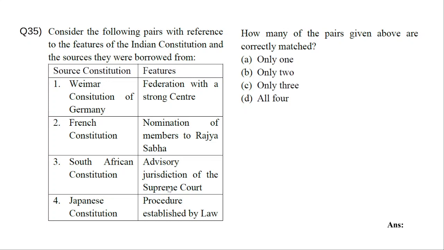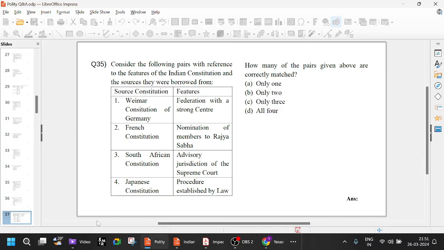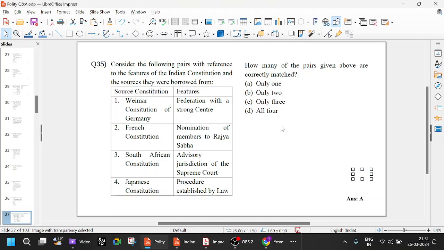This is Canada. Advisory jurisdiction is Canada, and the Japanese one, procedure established by law, is very important. Only one point we have taken from the Japanese constitution, that is procedure established by law. So I would say only the fourth one is correct, right? So option A, only one. All the others are not matching. But in general, try to remember what is from what. All these sources of the constitution are very important. Fine, we'll continue in the next class.